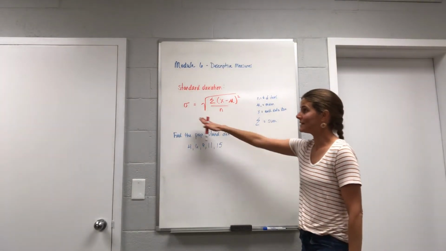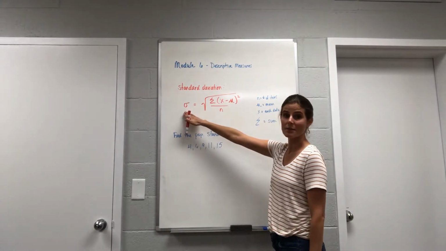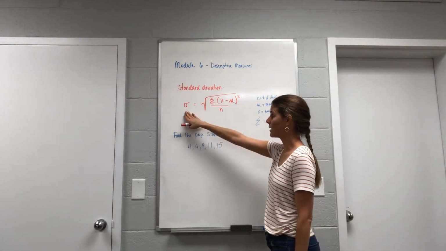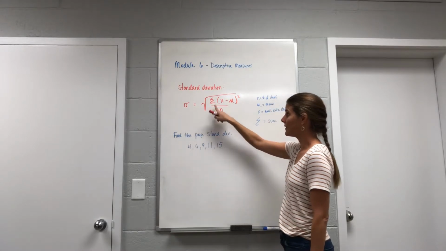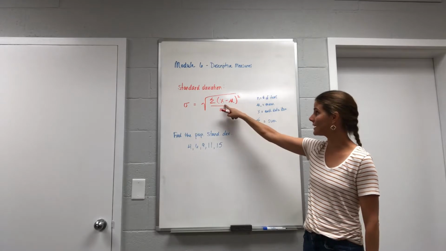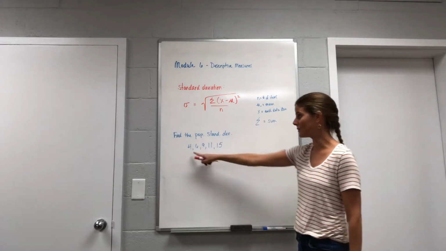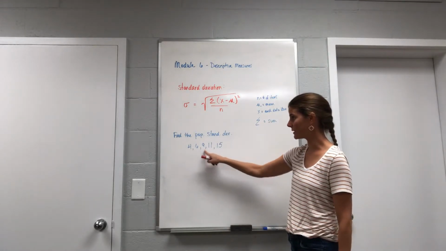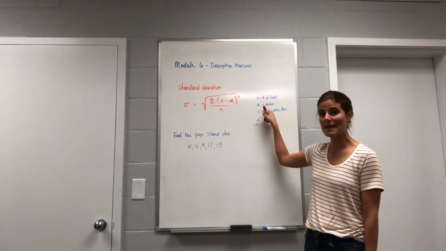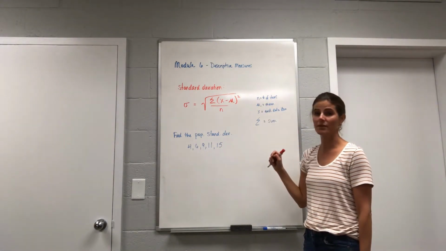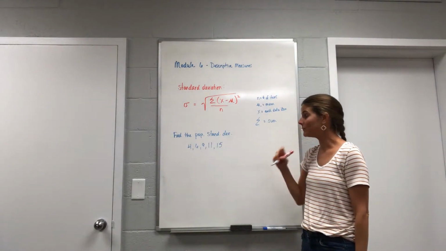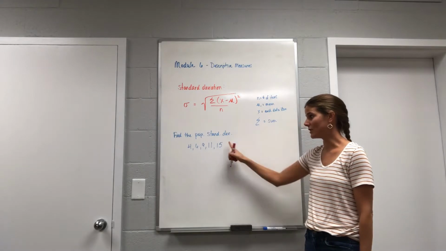Okay, so this little symbol here is theta, which stands for standard deviation. Then we have a sigma, which stands for sum, and x, which stands for each item in the set. Here our x values are going to be 4, 6, 9, 11, 15. Mu means mean, and n is the number of items in the data set. So we are going to find the population standard deviation of this set.